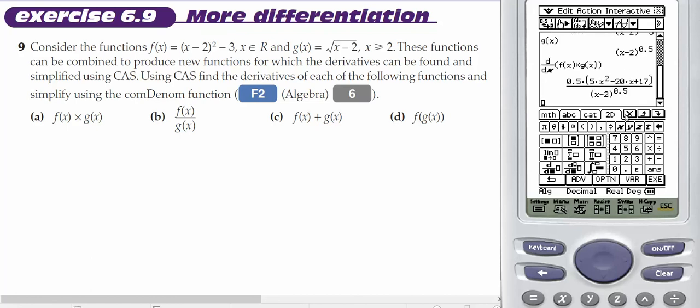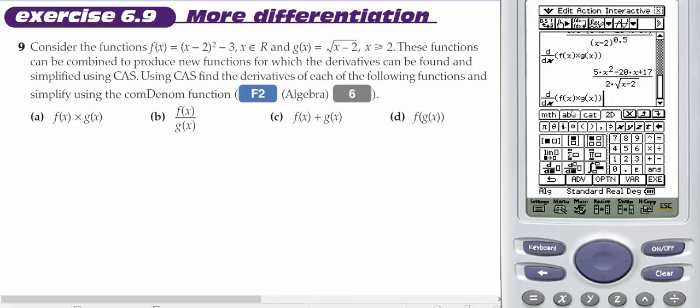Okay, that's my answer. If I have it in standard, that's my answer, and I like that answer, and that's the answer that I would write. Part 2, I need the derivative of f of x divided by g of x. Press execute, there's my answer, and that's my nice answer. I don't need to simplify it.